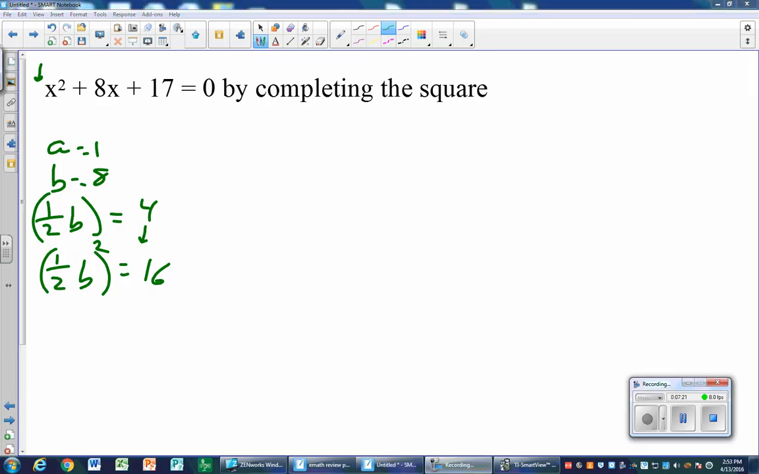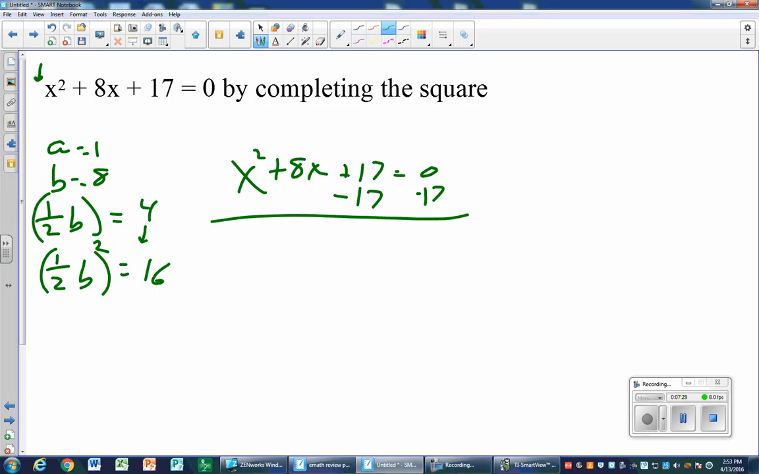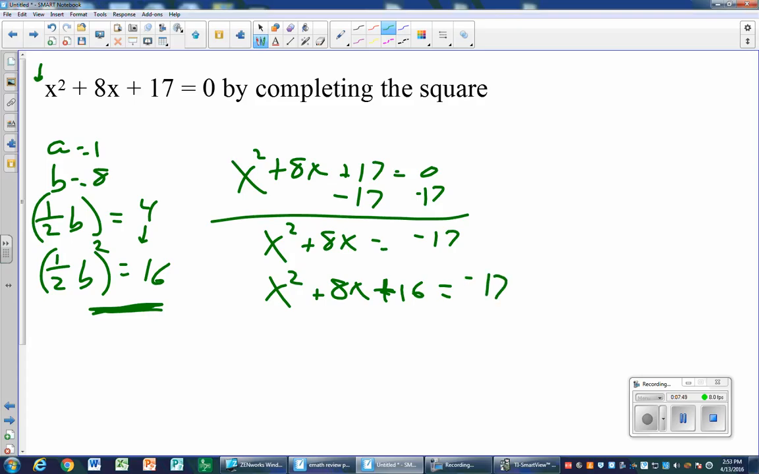Now the next step. X squared plus 8x plus 17 equals 0. You move the constant term to the other side of the equal sign. X squared plus 8x equals negative 17. Then we add half of b squared to both sides. X squared plus 8x plus 16. Remember, if we add it to the left-hand side, we have to add it to the right-hand side. Negative 17 plus 16. So this is called the additive property of equality. I'm just going to write down that that's negative 1.